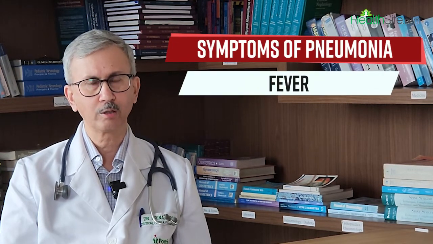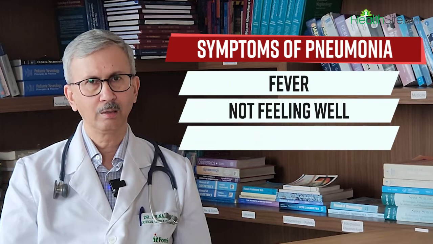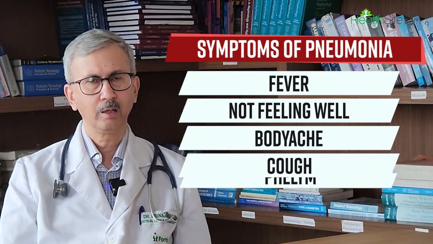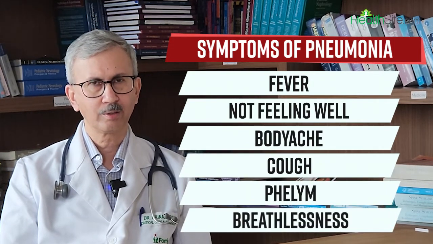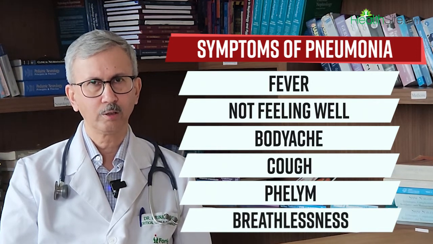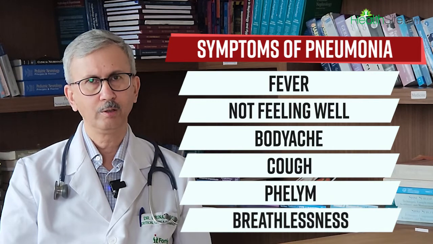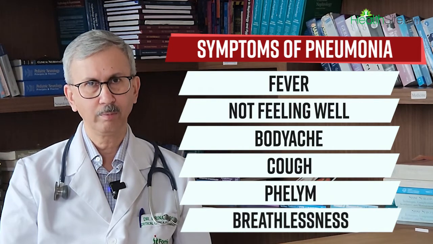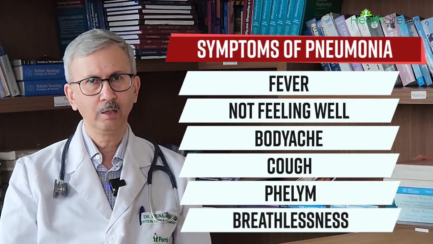So pneumonia, since it involves the lungs, there are some general symptoms and there are lung specific symptoms. So general symptoms are fever, not feeling well, body ache. These are the general symptoms. As far as lungs are concerned, so patient would have cough, maybe producing some phlegm by coughing out some material.